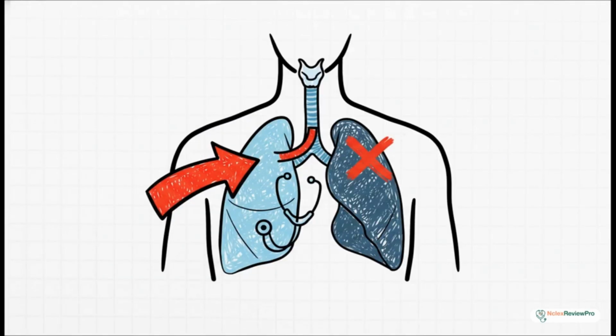The signs here are incredibly dramatic. The person is in severe distress. You won't hear any breath sounds on the affected side. But the smoking gun, the ultimate clue that tells you exactly what's going on, is tracheal deviation. Their windpipe will literally be pushed over to the unaffected side because of all that pressure.